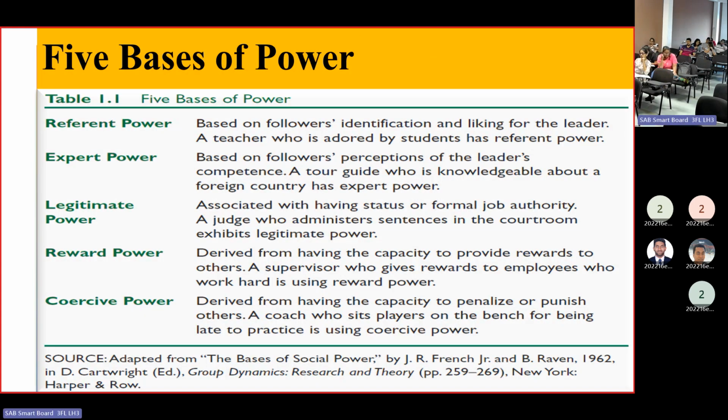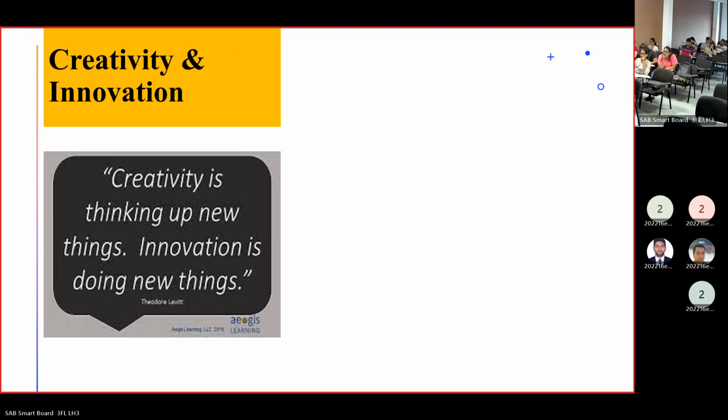The five powers are here, from the book I uploaded for you, an excerpt from the book. And what is creativity? What is creativity? Thinking, doing, make a note. Creativity and innovation. You think of a new idea, but innovation is doing the new thing. Creativity is the thinking of new things, innovation is doing the new things.